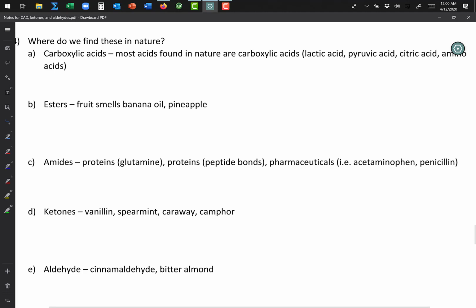Amino acids as well are a type of carboxylic acid. They're just a carboxylic acid, for example, with an amine functional group on the alpha carbon, and then there's an R group that's down here, which makes all the amino acids different. We deal with esters. Esters, for example, like this ester, I'll just draw one for you, have a fruity smell.